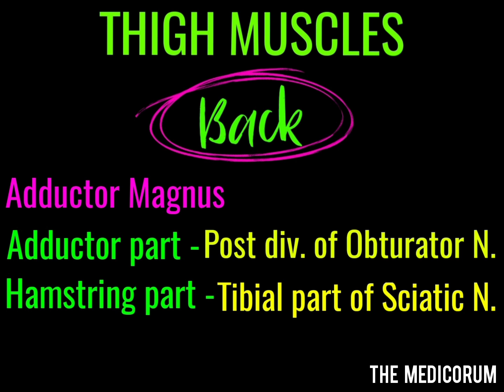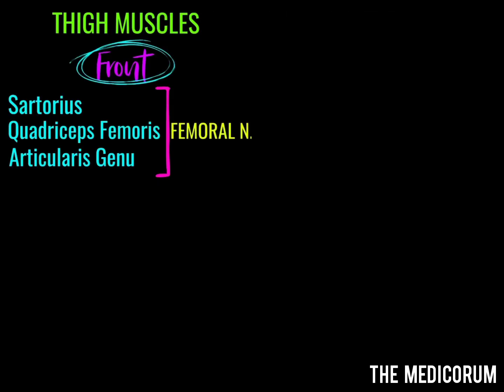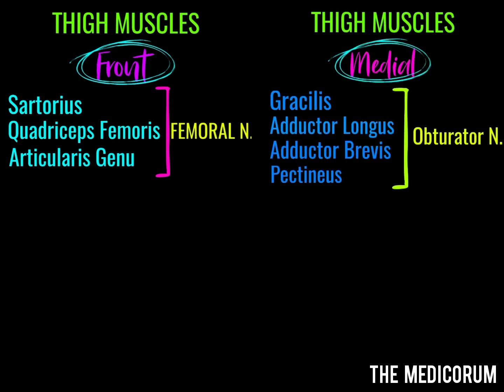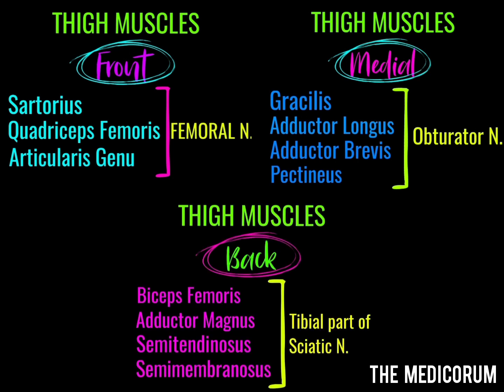Revising all the nerve supply again, the muscles of the front of the thigh are supplied by the femoral nerve, whereas muscles present on the medial side of the thigh are supplied by the obturator nerve, and muscles present on the back of the thigh are supplied by the tibial part of the sciatic nerve.